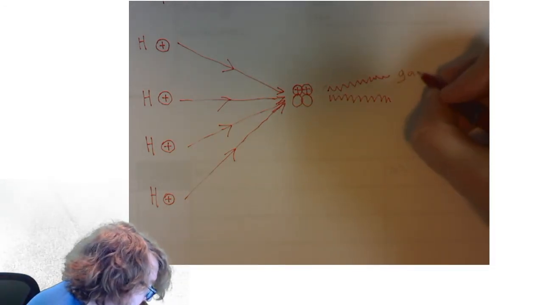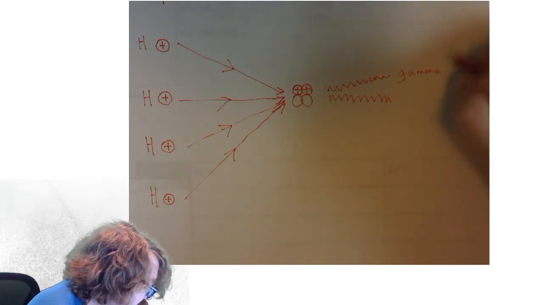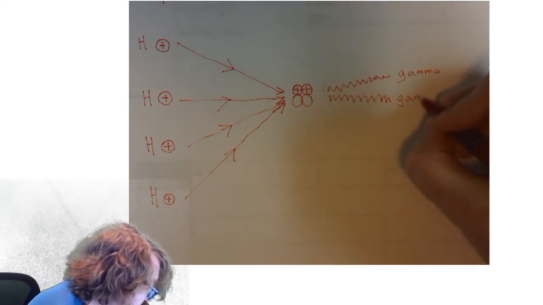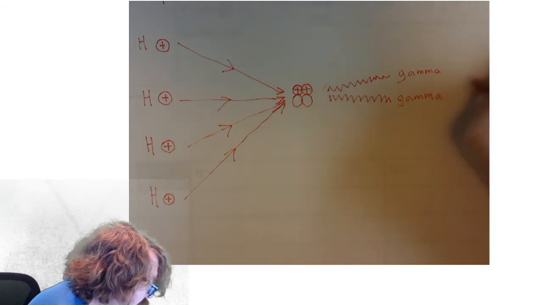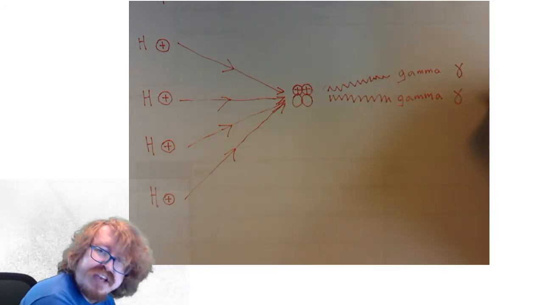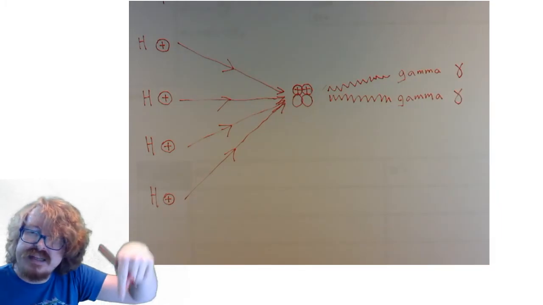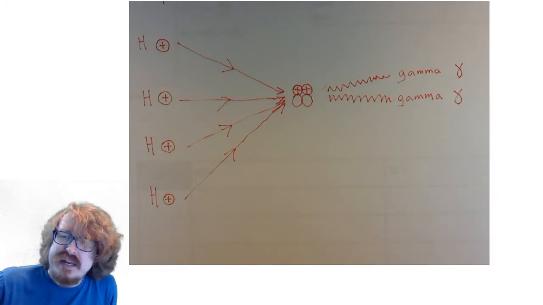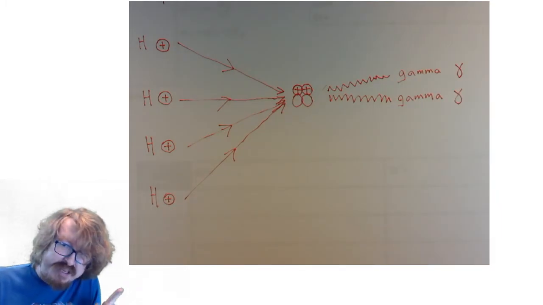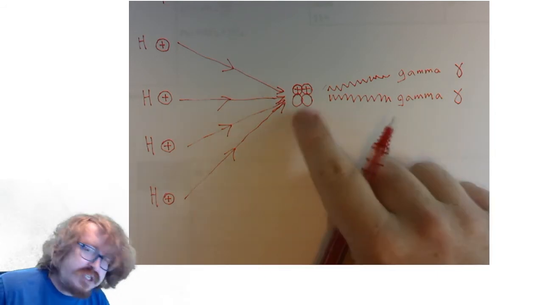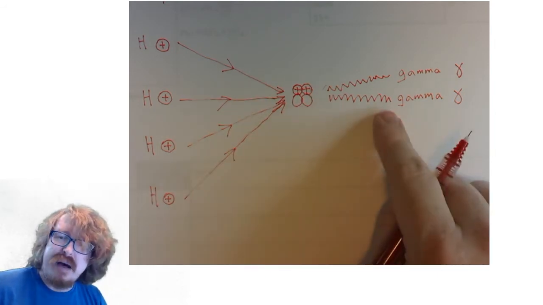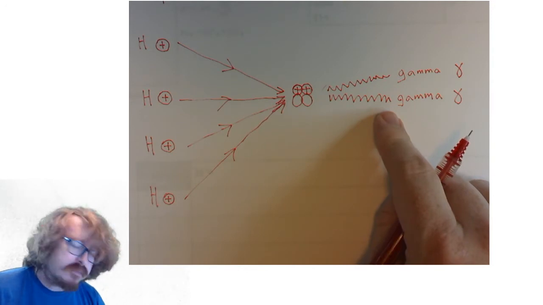So I'm going to put the word gamma here. Gamma, gamma. And the symbol for gamma rays is this. Looks like a fish swimming down, like this. That's just the Greek letter gamma. So that just stands for gamma ray. So when we make this new atom, it releases some high energy light, okay?